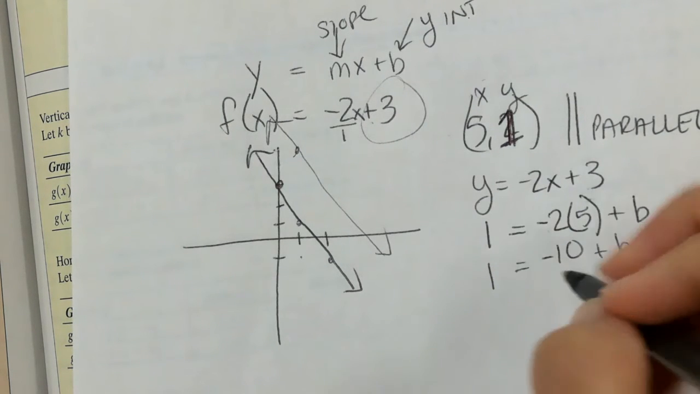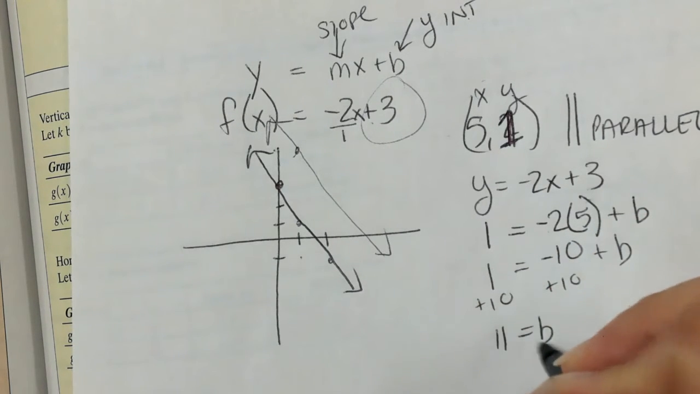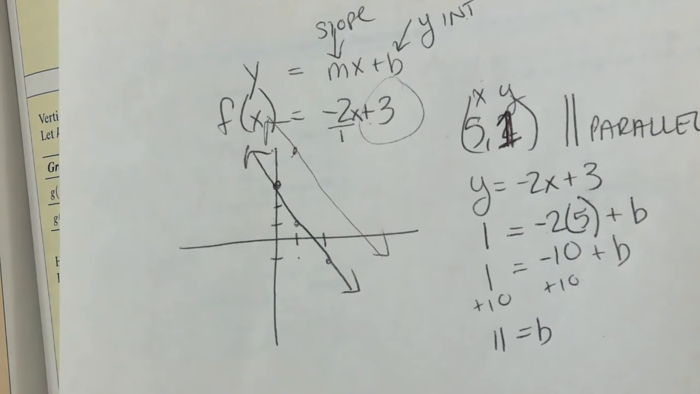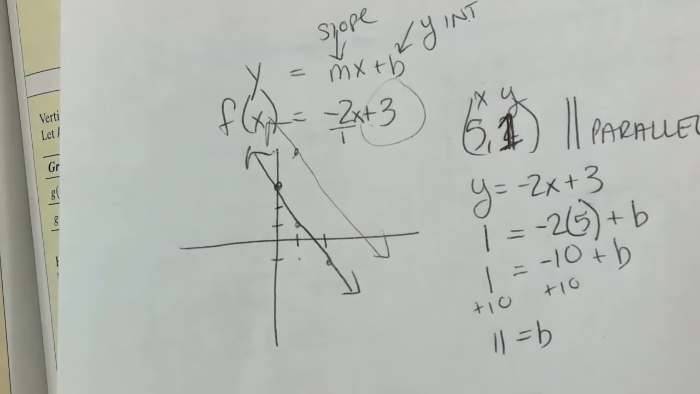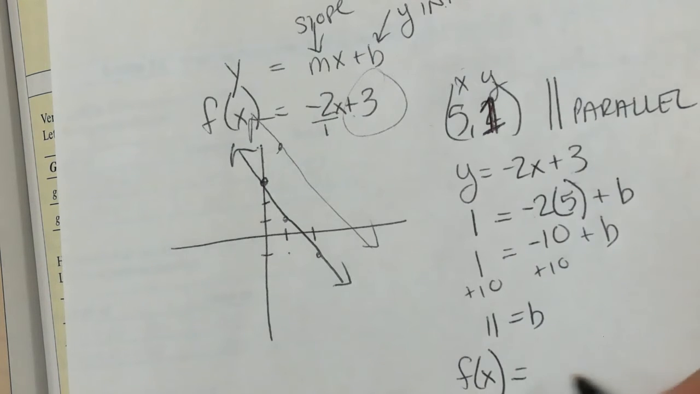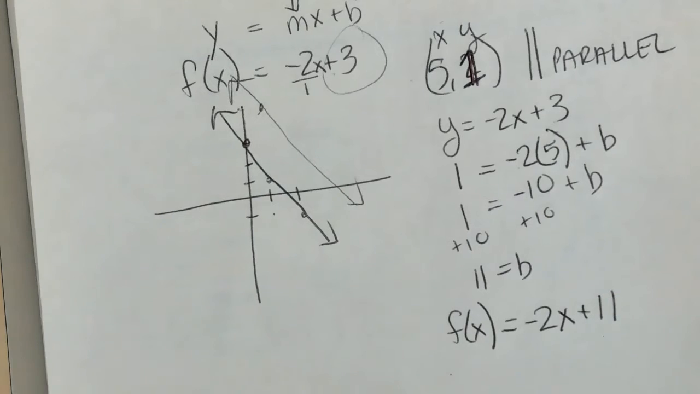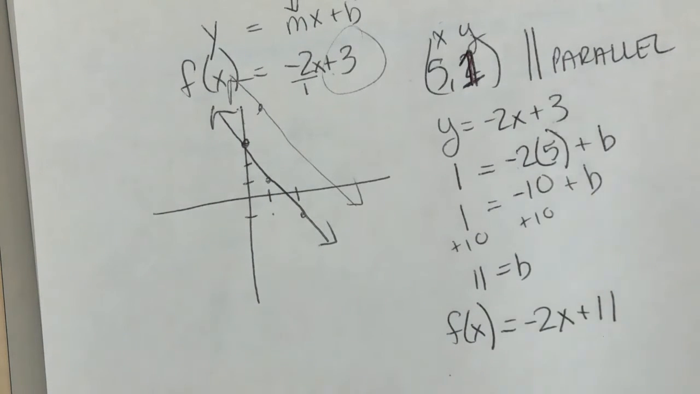Now let's solve it algebraically. Let's add 10 to each side, so we have 11 is b. So it's going to cross the y-axis now way up here at 11. So our new equation would say f of x equals negative 2x, same slope because it's a parallel line, plus 11. So that's how you write an equation of a line that's parallel.